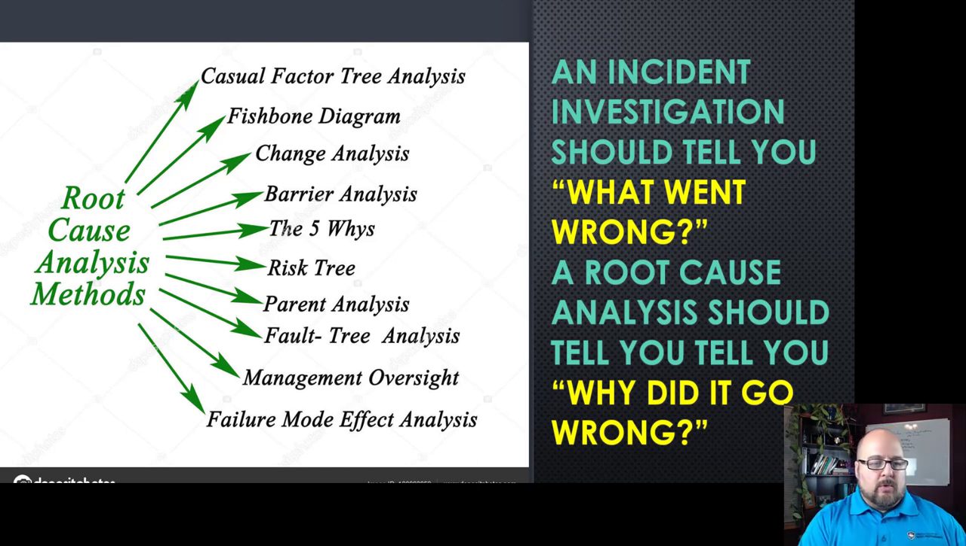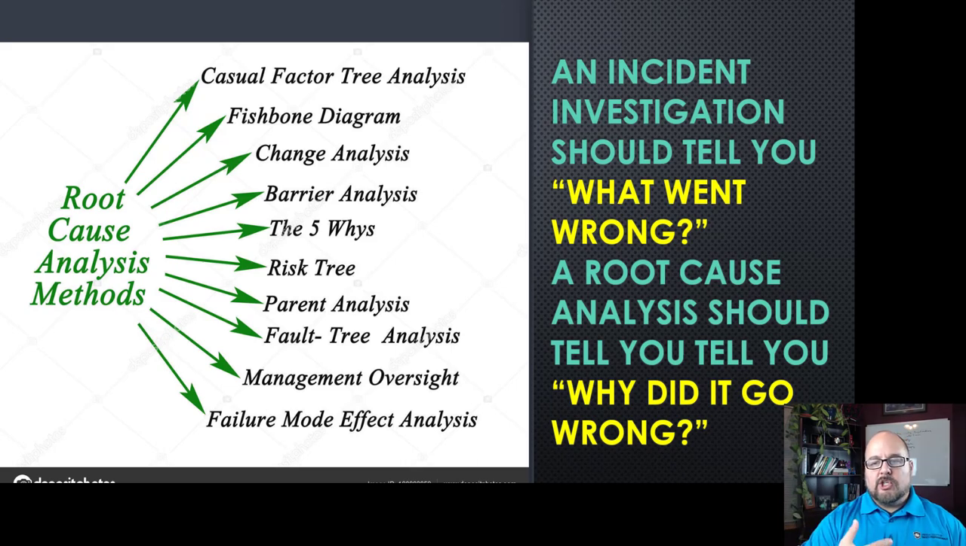And this all leads us up to the root cause analysis. There are all kinds of methods on the board here, on the slide. And you should recognize these: factor tree analysis, fishbone diagram, change analysis. We all discussed all these things in 388. The 5 why is a very popular one. Pareto analysis, failure modes and effect. They're all here. You read them.